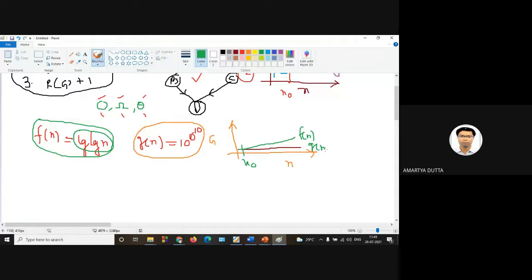So which one is faster after a certain input size n0? Log n or any constant value? Which one is faster? Sir, can you please repeat the question?